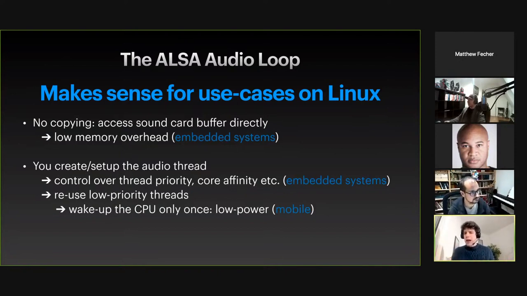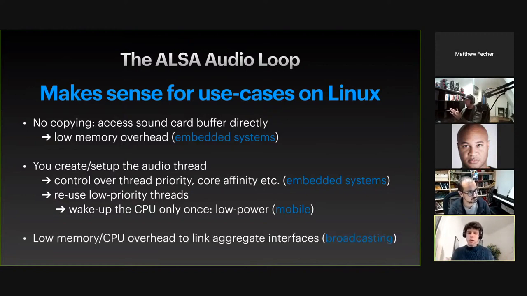So it will constantly have to wake up the CPU completely unnecessarily. With ALSA, we can have several devices all using a single thread so that we don't have this constant wake up. So this is super important for mobile. And then we saw this broadcasting case, where you have several devices that you want to aggregate into one. This is a very typical use case in broadcasting. The ALSA audio API allows you to do this with low memory and low CPU overhead, but also with low latency.